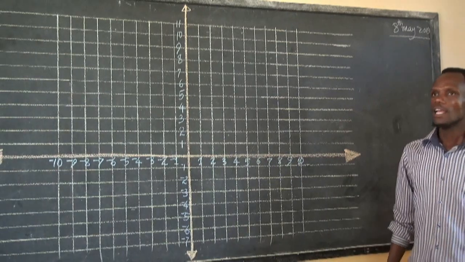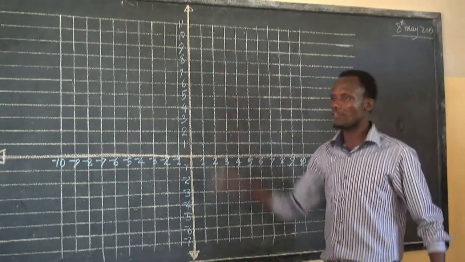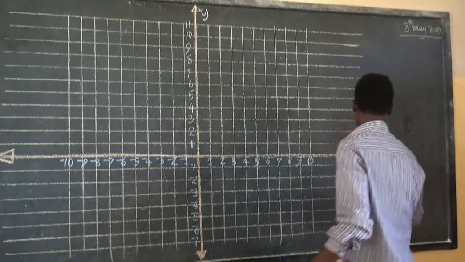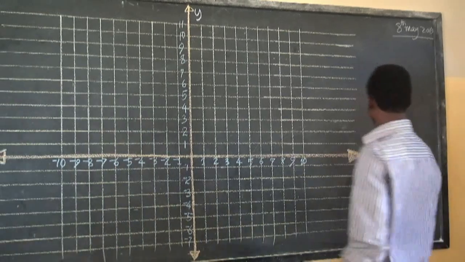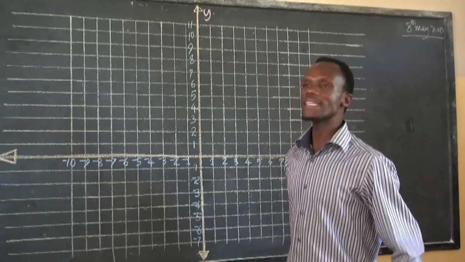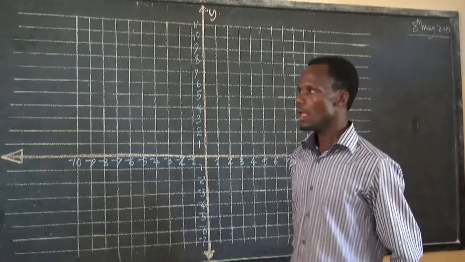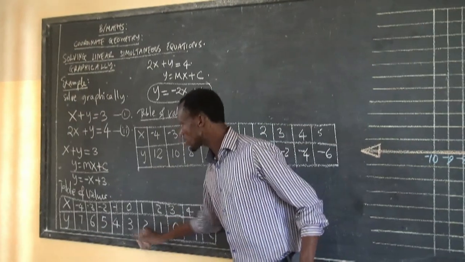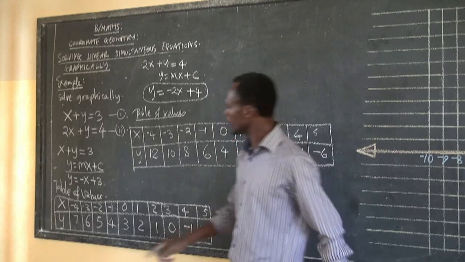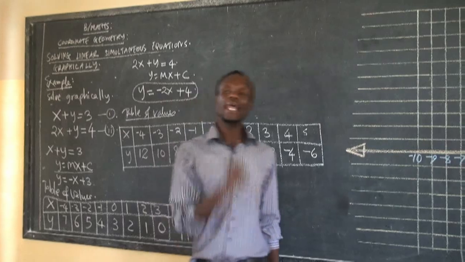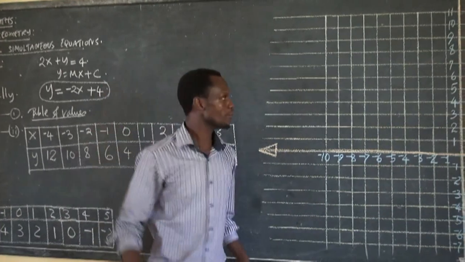You understand? Now, after you have drawn the graph, this is the y-axis and this is the x-axis. Let us locate our points. From the first equation, we have these points. The first point is x is negative 4, y is 7.